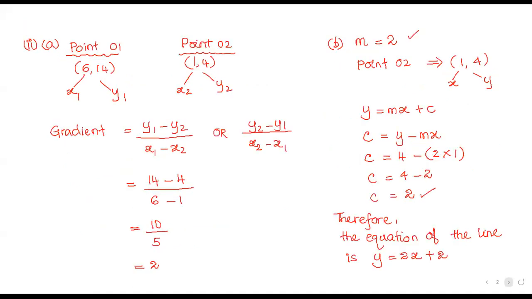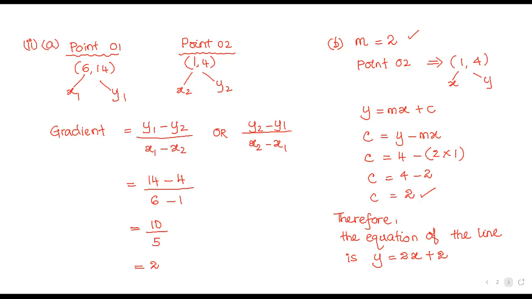So when you want to find the gradient, you mark point 1 and point 2, x1, y1, x2, y2, and then you use the gradient formula and substitute the values. After finding the gradient, you want to find the equation. You know the gradient value, but to tell the equation you want to find the y-intercept also. So the y-intercept c is equal to y minus mx. So you take any of the points.